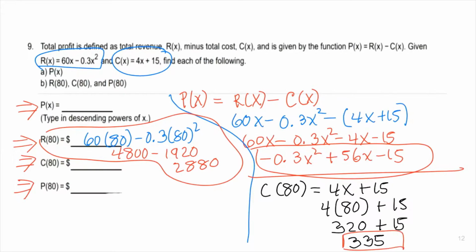Now there's two ways to find P of 80. We know that P of x is R of x minus C of x. So if I put 80 back into P of x, then I can get the answer. Or I can just subtract R of 80 and C of 80 and come up with the same answer. So 2880 minus 335 is 2545.